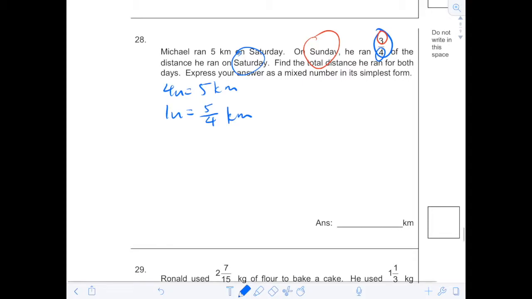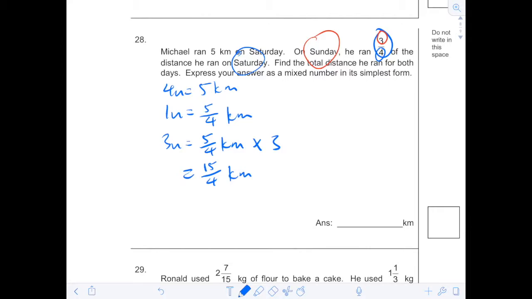Then after that, from here you have to find what's 3 units. So you just need to take the 5 over 4 kilometers times 3, and then you get 15 over 4 kilometers. Okay, so this is the distance he ran for the Sunday. Okay.